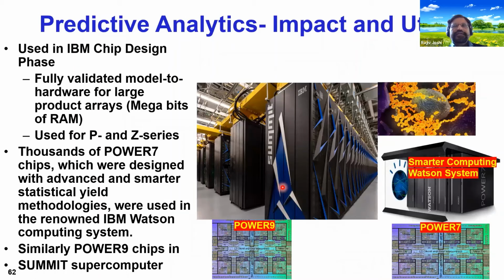So these predictive analytic techniques, with their impact and utility, are used in the IBM chip design phase, fully validated. Thousands of Power 7 chips use this, and as I mentioned, it was used in Summit, which used Power 9, and many other machines. So it is not just a technique that we disclosed, but we also developed interest in the universities, and we work with the university folks and colleagues to evaluate and work with them in this direction.